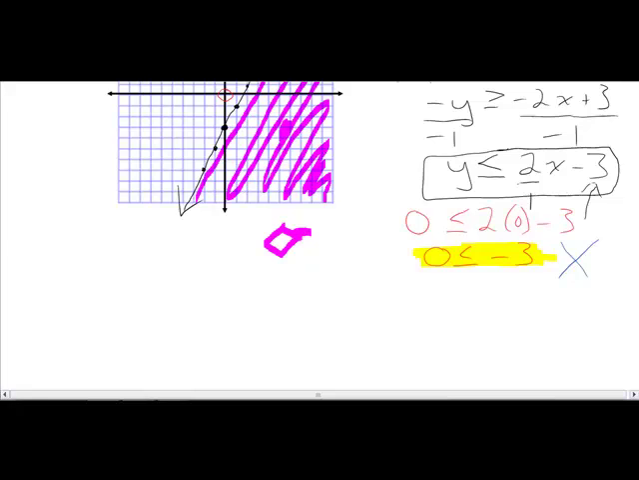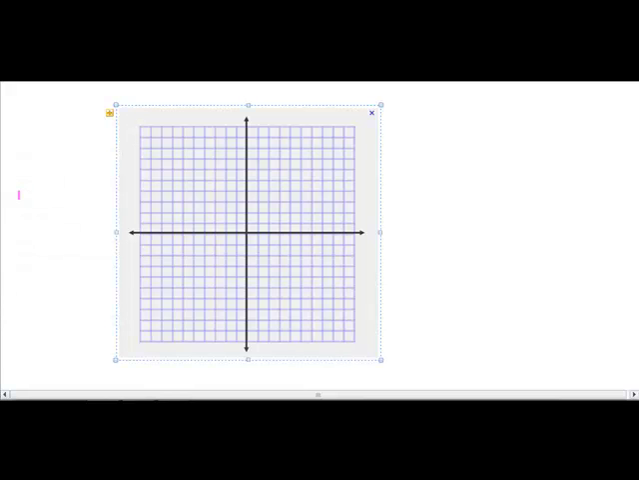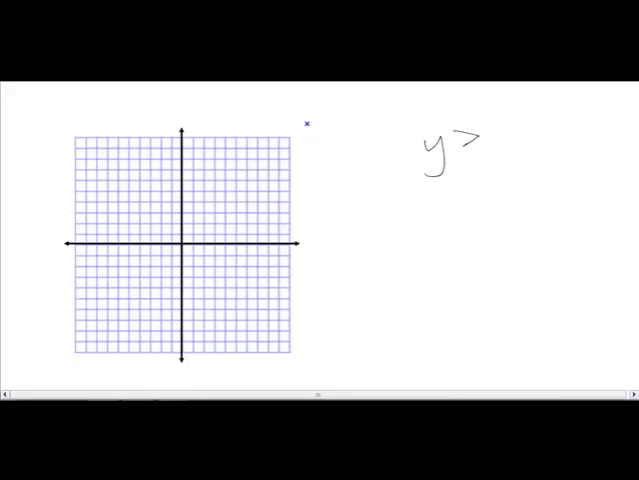I've got to paste again. And let's bring this over a little bit. And let's look at this system. You've got the system y is greater than -2, x is less than or equal to 5. That's your system that I want you to solve graphically.